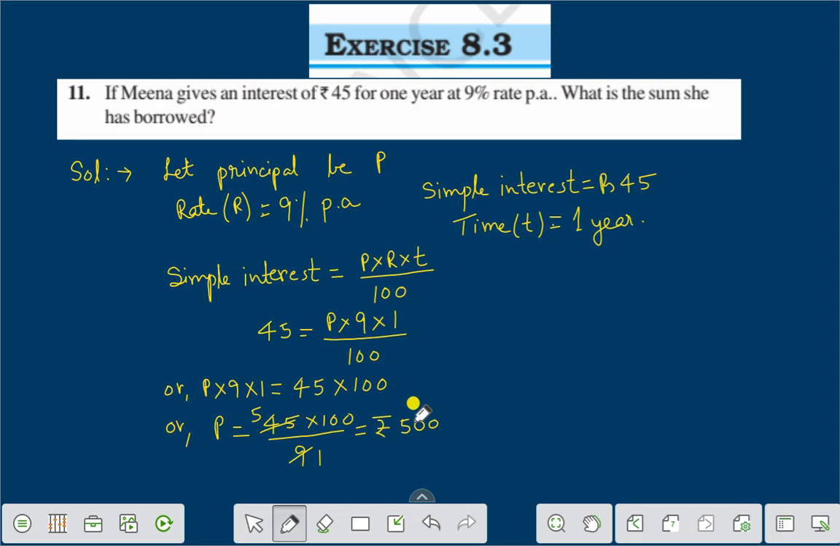Right? What is the sum she has borrowed? Therefore, hence she has borrowed rupees 500. That is the answer. Right?